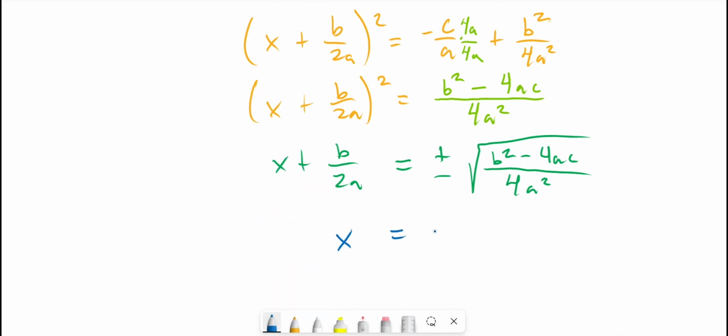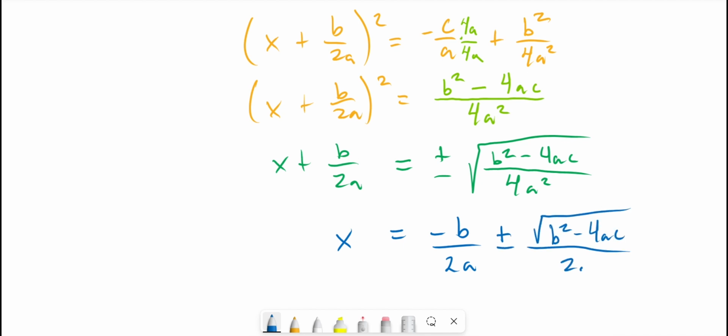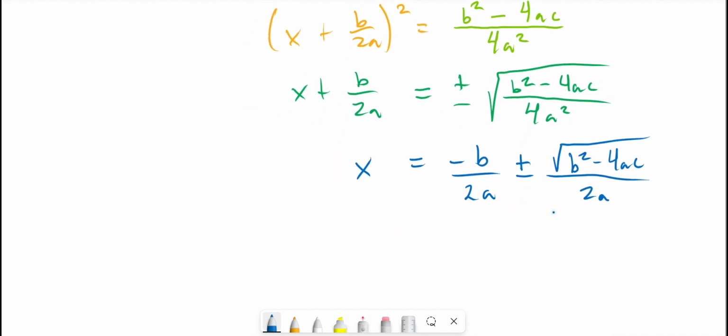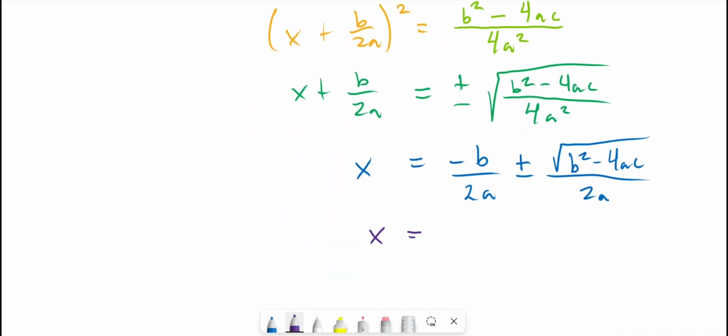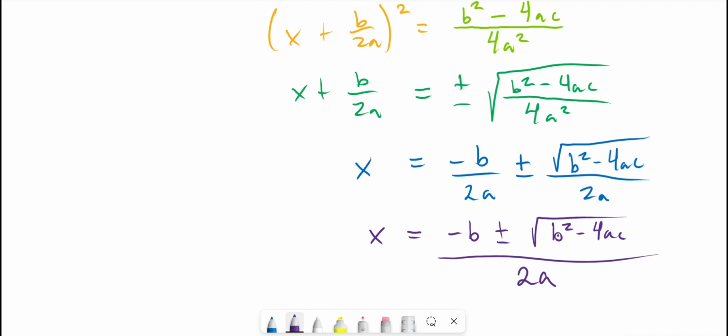If I bring this over, I have minus b over 2a plus and minus the square root of b squared minus 4ac over 2a. And last but not least, we just combine our like-based fractions over here to get x is equal to negative b plus and minus the square root of b squared minus 4ac over 2a. And there's your quadratic equation.